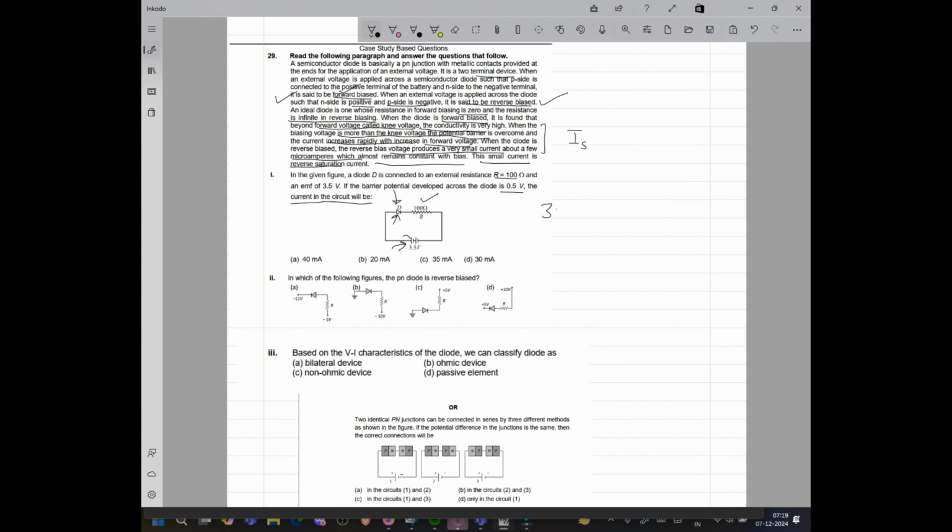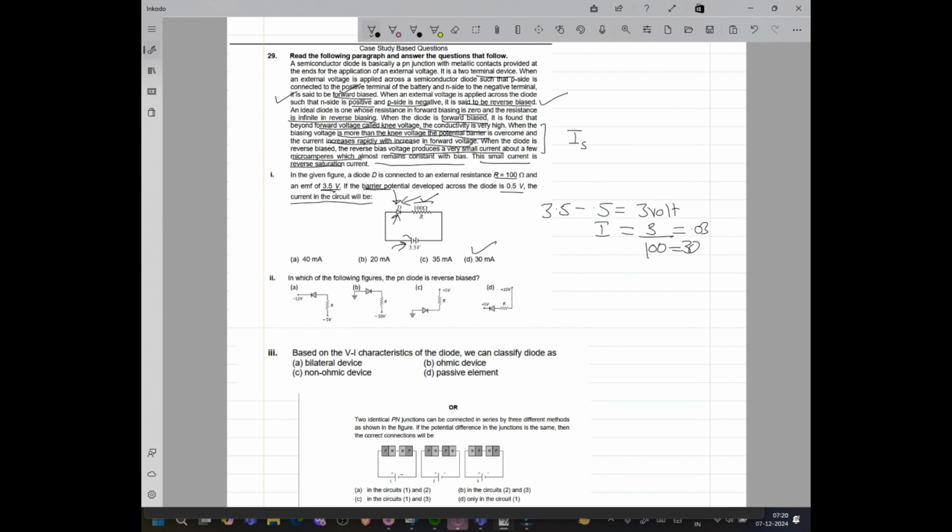So 3.5 volt will get applied, but it will face 0.5 volt as the barrier potential. So the battery will beat the barrier potential, and the net potential which will be left in the circuit will be 3 volt. And what is the resistance in the circuit? This. So what is the current in the circuit? V is equal to IR. So 3 divided by 100 is equal to 0.03 ampere, or we can say 30 milliampere, right?